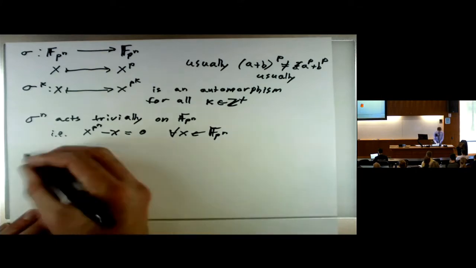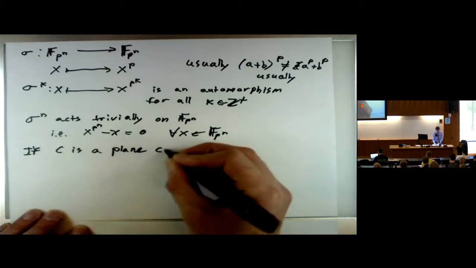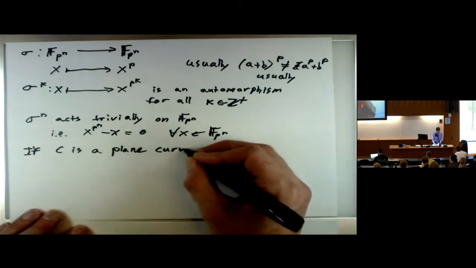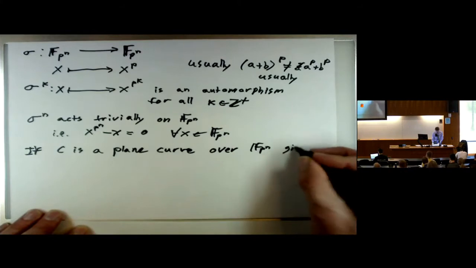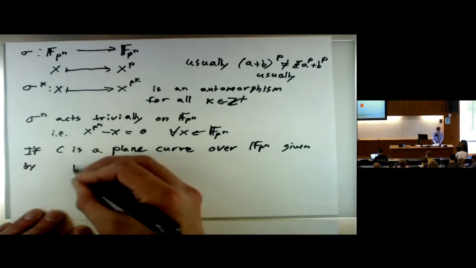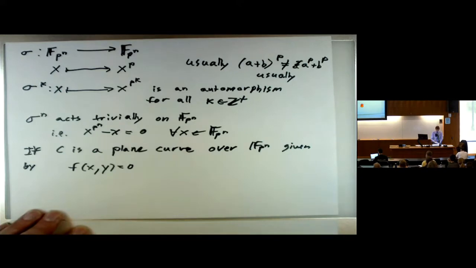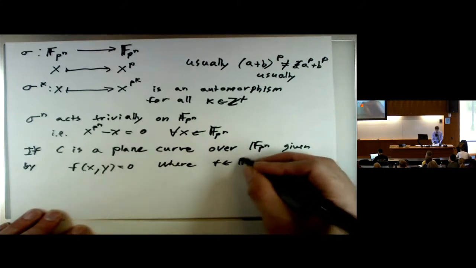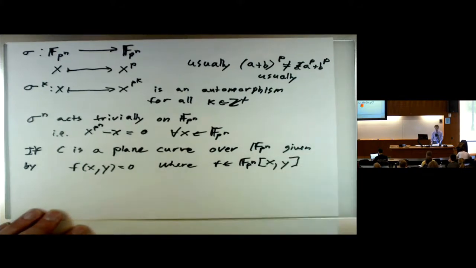So if you have a curve, so if C is a plane curve, you can do this for more than just plane curves. But all of my examples are plane curves. I'm just doing it for plane curves because I want to get away with writing down one equation. All right, so if we have it given by this, where f is a polynomial whose coefficients are in F_{p^n}, then sigma^n is going to act trivially on those coefficients.